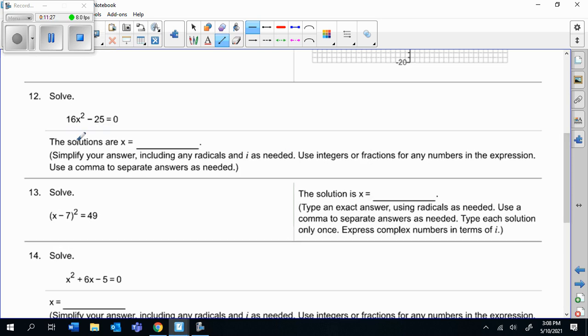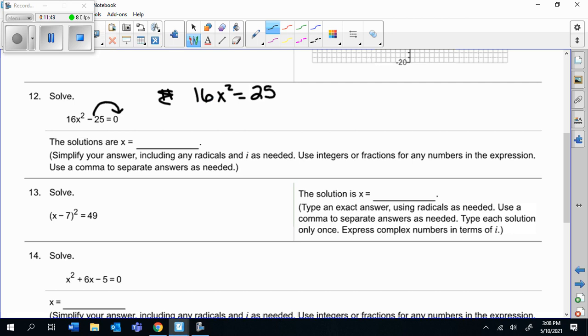12. Solve. You can do the square root method, or you can factor it, kind of your choice. Let me get into the pencil mode here. So you can jump that 25 to the other side and say, okay, 16x squared equals 25. Divide by 16, divide by 16. So x squared is equal to 25 over 16. And then if you square root both sides, you get plus or minus 5/4.